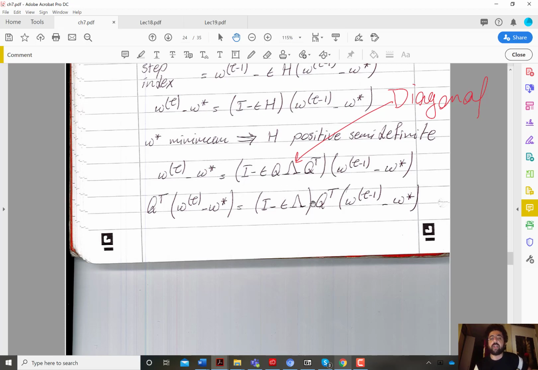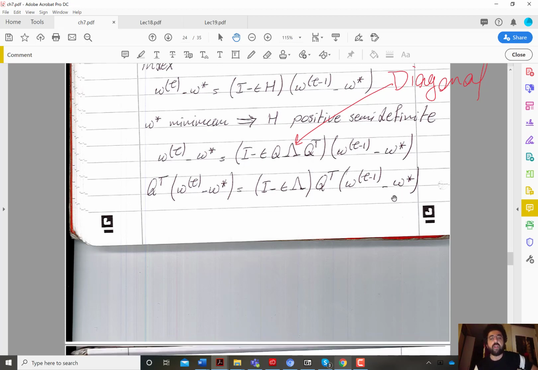And on the right hand side, I multiply Q transpose by I. So this is the first term, right? And then in the second term, because Q is an orthonormal matrix, Q transpose Q is just the identity. So when I multiply that second term by Q transpose from the left, I just get epsilon lambda Q transpose, right? So I end up with I minus epsilon lambda Q transpose times omega of tau minus 1 minus omega star, right? So basically, this is the difference from the optimal of the unregularized cost, right?